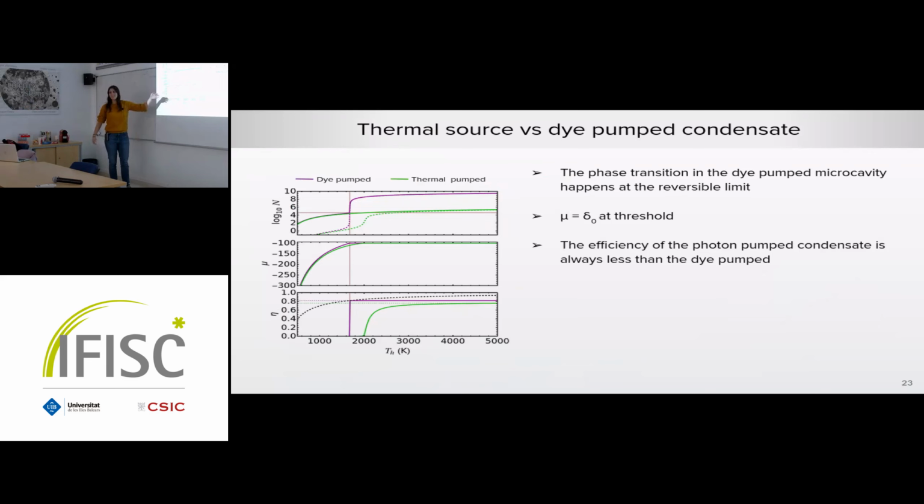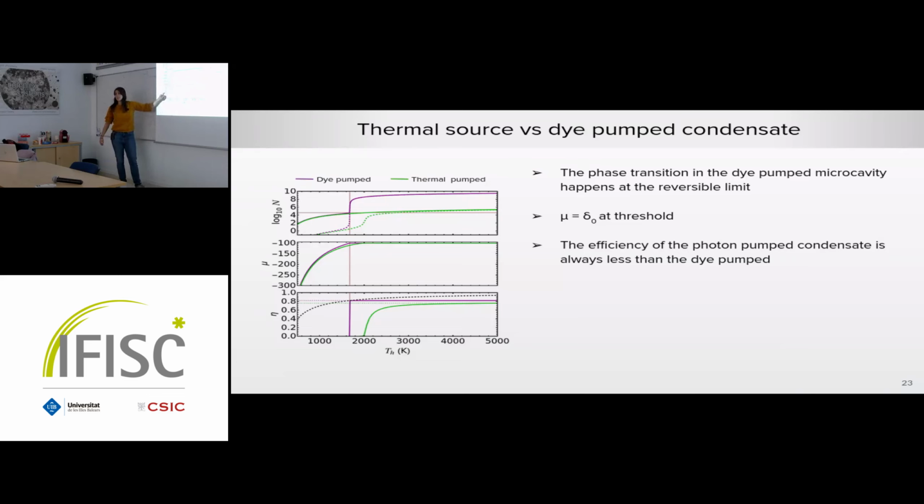We compared the two different types of pump. Again, the red line here is just for comparison, that reversible line. In purple, the dye pump, and in green, the thermal pump. This is just the logarithm of the previous plot, but I wanted to put them both together. So you see there's a very nice phase transition in the first case. In the second case, it's not so nice, but you do cross the red line here, which means you have condensation. This is the chemical potential. So we see that we reach the chemical potential expected if you have condensation.